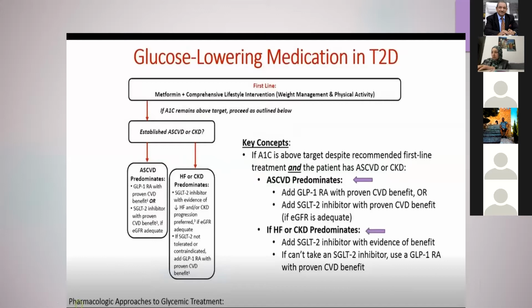This is an explanation of the previous slide. Key concept: if A1C is above target despite recommended first-line treatment, and the patient has either atherosclerotic cardiovascular disease or chronic kidney disease, for atherosclerotic disease, add GLP-1. Add an SGLT2 inhibitor with proven cardiovascular benefit, if adequate, again, GFR. If heart failure or chronic kidney disease is predominant, then start with the SGLT2. If the patient can't take it, then use GLP-1. Next slide.